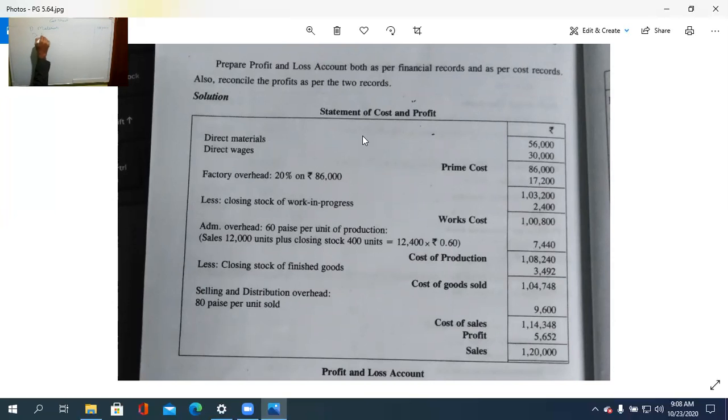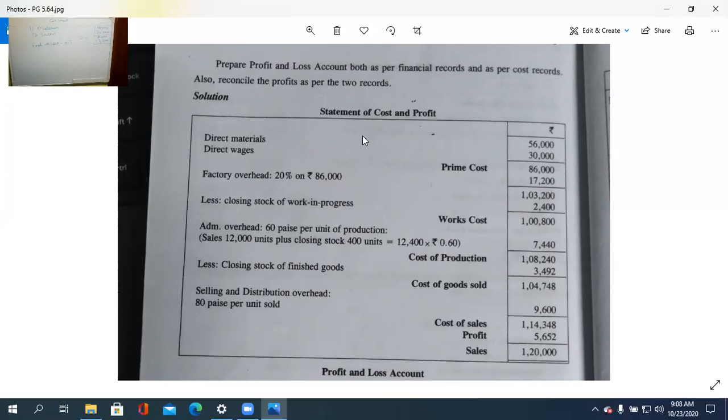Then direct labor or wages, how much is it? 30,000. So it is 86,000. This is what? Prime cost. Then factory overhead, what is there? Factory overhead is 20% on what? 86,000 prime cost. So 20% of this. Then how much is it? 17,200.